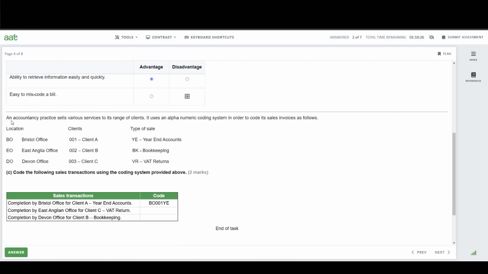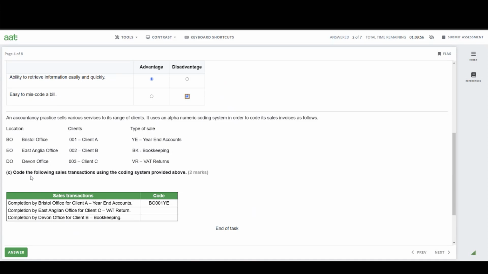In the next part of the task, we're told that an accountancy practice sells various services to its range of clients. It uses an alphanumeric coding system in order to code its sales invoices as follows. So we can see we have codes relating to the location of the client, codes relating to the client themselves, and then the type of sale. So it looks like the type of service that's being provided for the client.